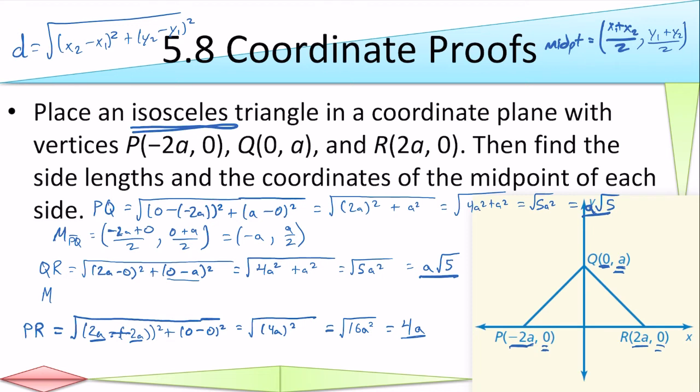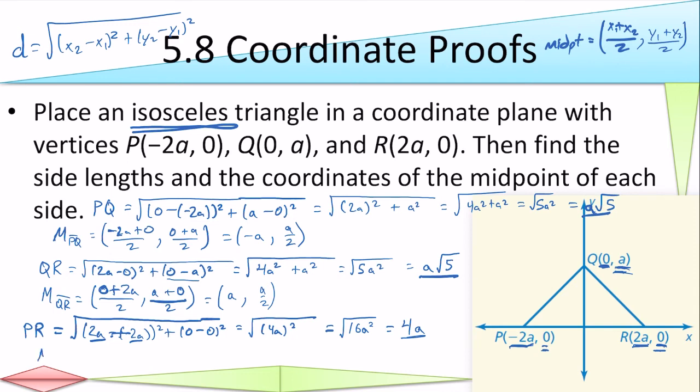So the midpoint of QR. x1 is 0, x2 is 2a, y1 is a, y2 is 0. So I'll have 0 plus 2a, which is 2a. And 2a divided by 2 is just 1a. And the second part, I have a plus 0 is a divided by 2. Notice the symmetry. Negative a, comma a over 2, and positive a, comma a over 2.